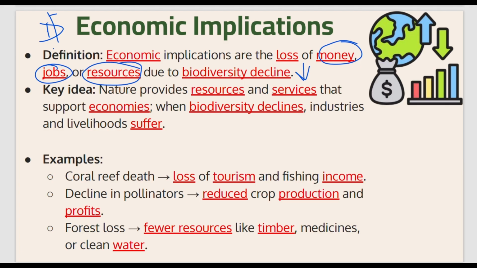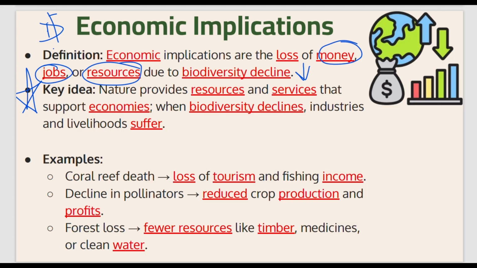So if biodiversity goes down, economy goes down. Biodiversity goes up, resources go up, economy goes up. Nature provides resources and services that support economies. When biodiversity declines, industries and livelihoods suffer. Going back to that key idea.